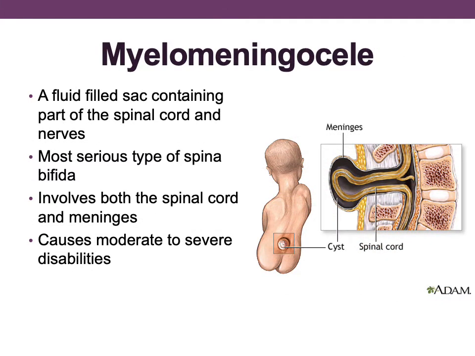Myelomeningocele is a fluid-filled sac containing part of the spinal cord and nerves. It is the most serious type of spina bifida. It involves both the spinal cord and the meninges, and it will be filled with cerebrospinal fluid. This can cause moderate to severe disabilities.